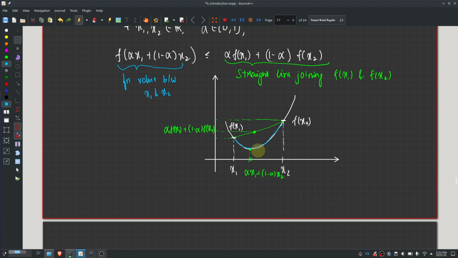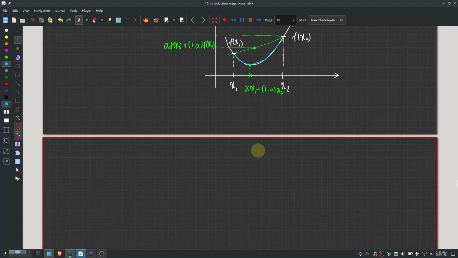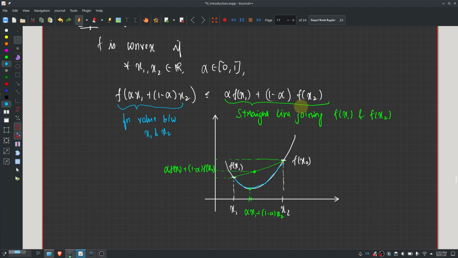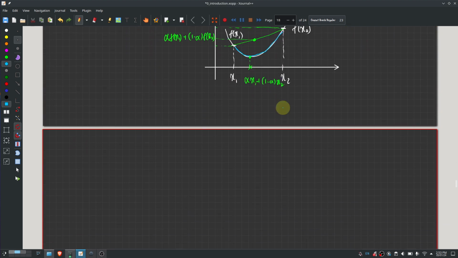Okay, so now we've defined a convex function, right? But you've probably seen another so-called definition of a convex function, which says that a function is convex if the second derivative is always greater than or equal to 0 for all points. Right? So we'll treat this as the definition of a convex function, and try to show that those two notions are equivalent if the function is twice differentiable.